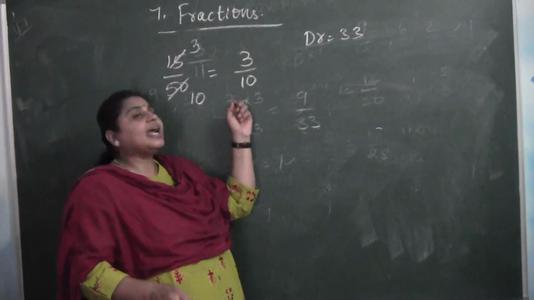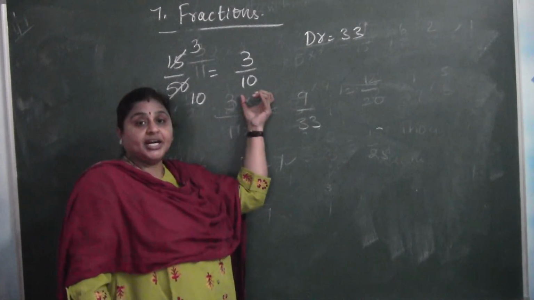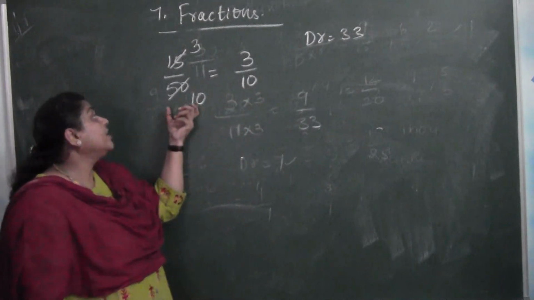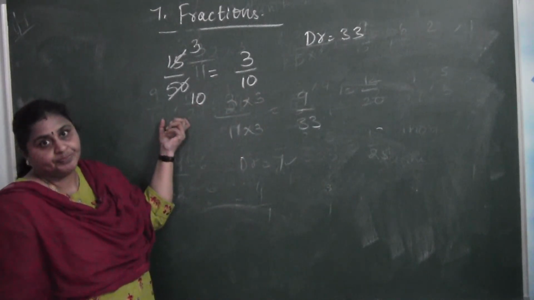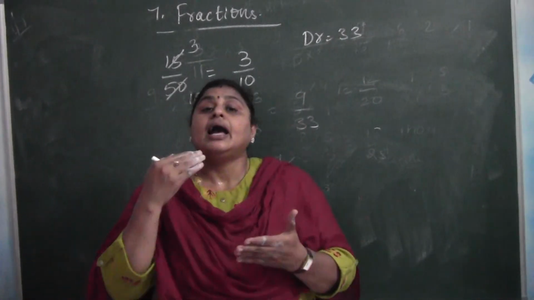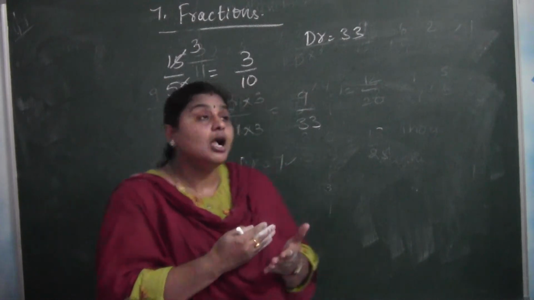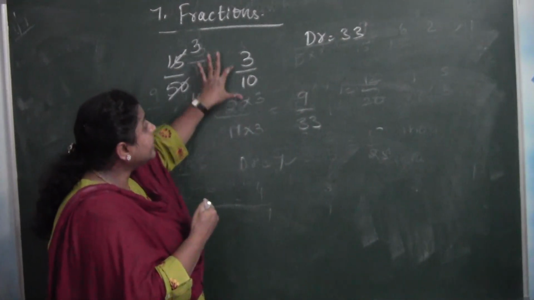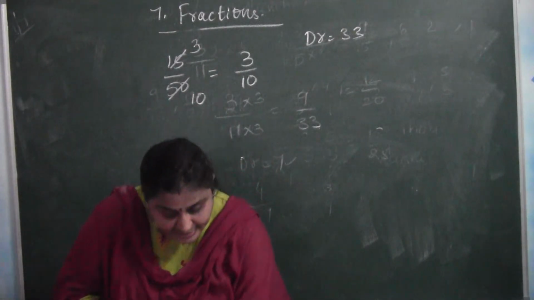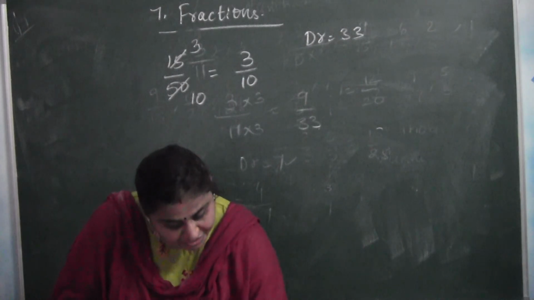Now 3 and 10 can be cancelled with any other table? No, we can stop here only. So 3 by 10 is the simplest form of 15 by 50. Got it? So it means you are cancelling the numerator and denominator with the same table till you get a numerator and denominator which do not have common factors. Okay. Now let us take another example of expressing in the simplest form.